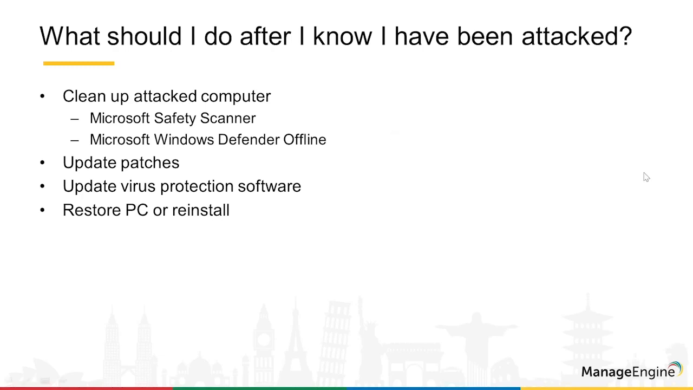But again, these are just some different things that you can utilize before you get that machine back online, okay? Update those patches. Update your virus protection. Virus protection knows about the current ransomware, all right? And then if you need to, restore the PC or reinstall. This is kind of, we go back to that whole segregation, isolation. Try to keep important things in certain places so that if you have to wipe out the machine and rebuild it, it's not going to be that difficult for you to do that.